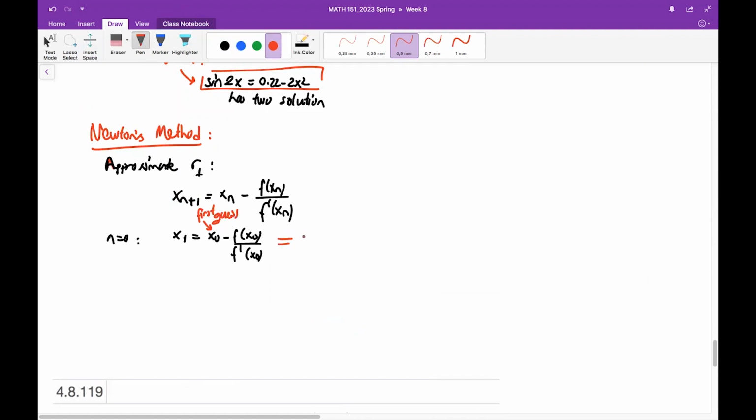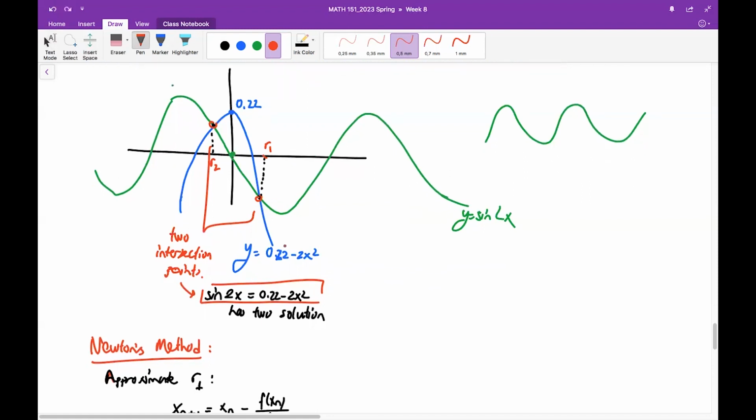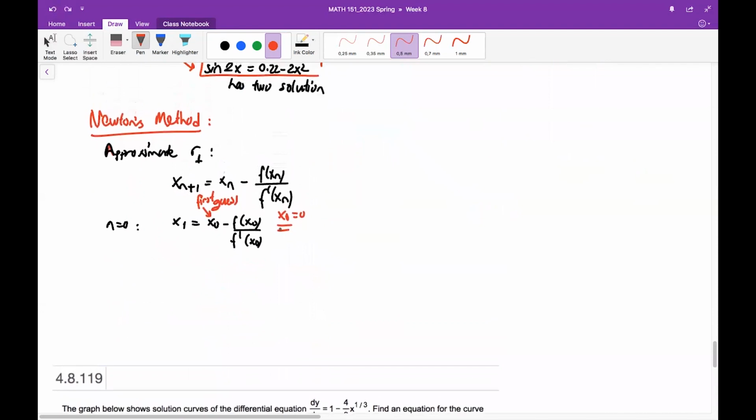Let's choose the initial point as 0. Why am I choosing it as 0? Because, as we can see from the picture, root 1 and root 2 seem to be close to the origin point, right? That's why let's choose the first guess as 0. You will choose this initial point by yourself to start applying this formula algebraically. And then what you have from the formula is this one, okay?